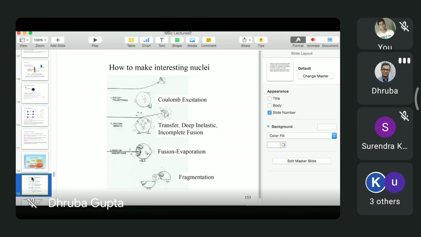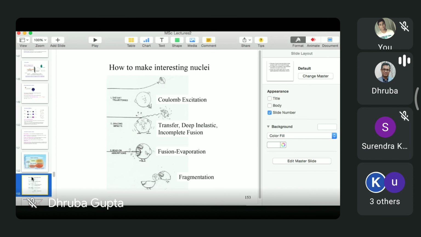Okay. So you can see how to make interesting nuclei, this cartoon. If it's a distant trajectory, then it's Coulomb excitation, so the target nucleus is almost sleeping. Doesn't matter. If it's a transfer or deep inelastic or incomplete fusion, the impact parameter is very low, so it hits hard. Now there is fusion evaporation. If it's a very low impact parameter, it's a head-on collision, so the target nucleus is impacted heavily. And if the energy is also high, then it becomes fragmentation, where the target nucleus fragments into a number of nuclei.